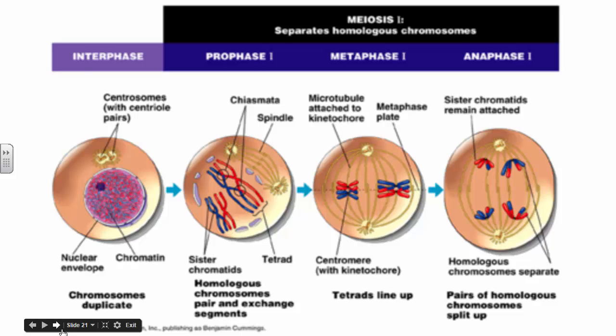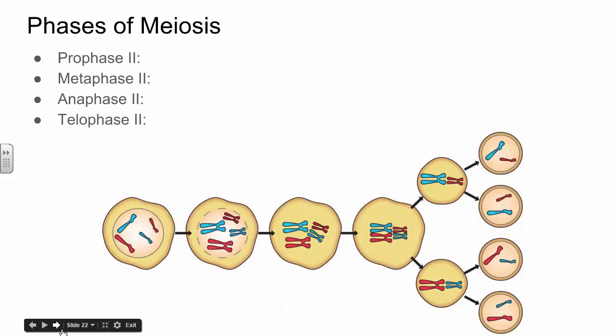They move to the equator of the cell, but now they're with their partners. They're along the equator. The tetrads are aligned. They get pulled apart. See here, crossing over did occur. Chromosomes get pulled to opposite ends of the cell, and then the cell is going to split. Okay?